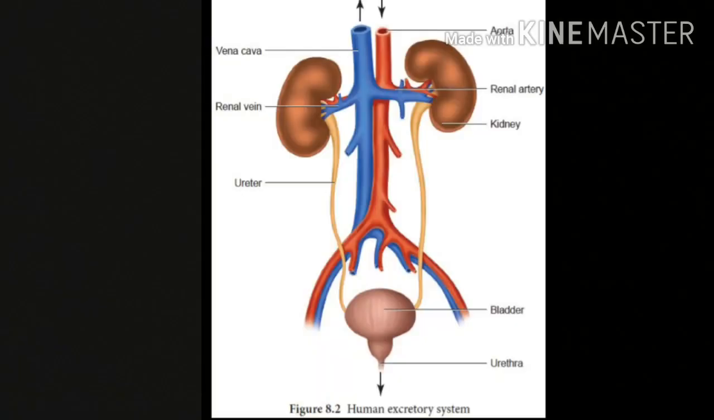There are two kidneys. Kidneys are bean shaped, reddish brown in color. Kidneys are located on either side of the vertebral column in the abdominal cavity. The right kidney is placed lower than the left kidney because the liver occupies the right side. Each kidney is about 11 cm long, 5 cm wide and 3 cm thick.